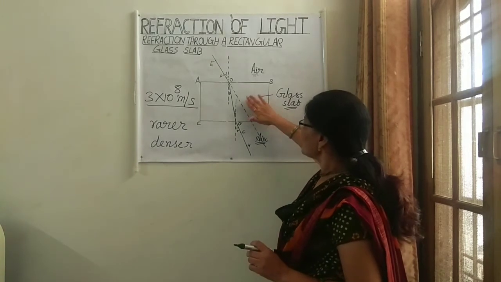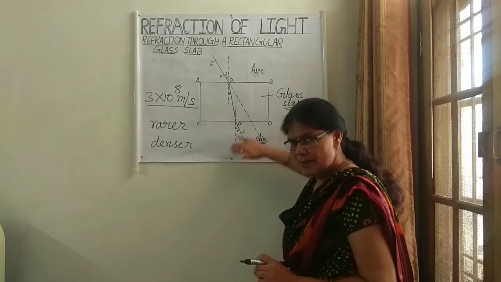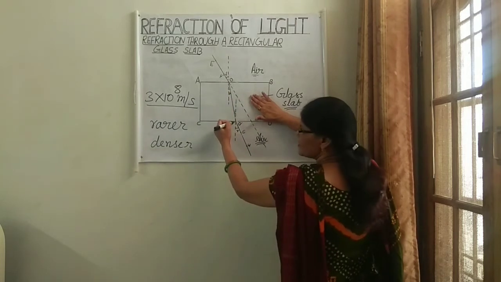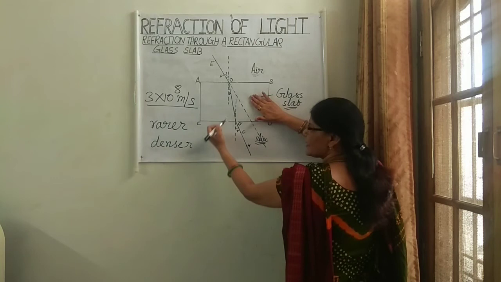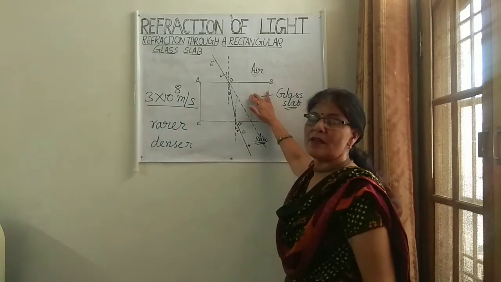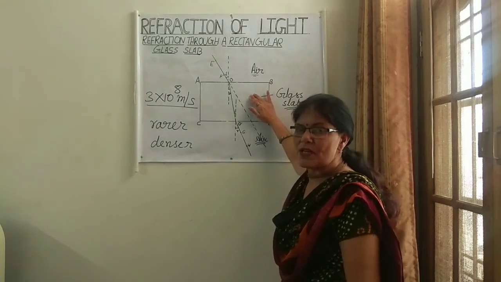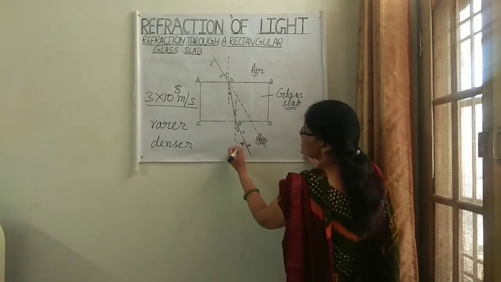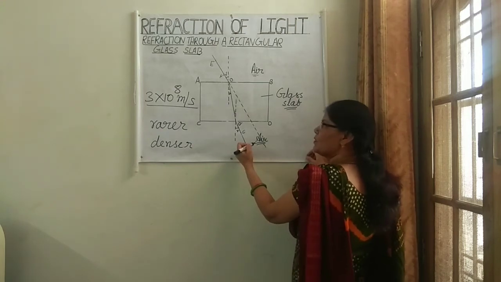And when the light ray passes from denser to rarer medium, this is denser medium as compared to air. Now this is the incident ray. So when this incident ray passes from glass slab to air, it bends away from the normal. Its speed gets increased. Speed of light gets increased. So this is normal, it bends away from the normal.